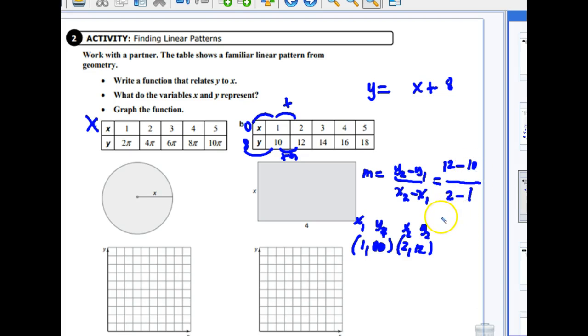12 minus 10 is 2. 2 minus 1 is 1. 2 divided by 1 is 2. So my equation is y equals 2x plus 8. Okay? Good luck. Make sure you turn in both last night's homework and tonight's homework tomorrow.